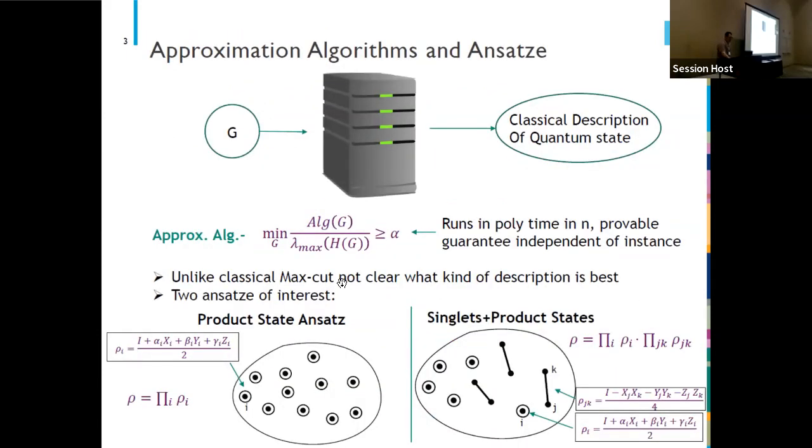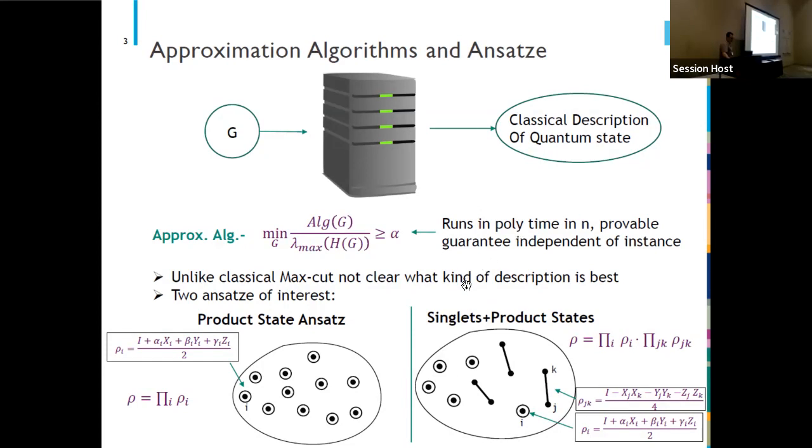So what do I mean by approximation? There's a lot of different natural things I could mean. What I mean is a classical algorithm that takes as input the description of the Hamiltonian, or in this case, the graph, and outputs a classical description of a good quantum state for that graph. The performance guarantee is that no matter what instance I give it, I know for sure that I'm going to get objective at least fraction alpha of the optimal objective. And normal stuff, it runs in polynomial time in n, the number of qubits.